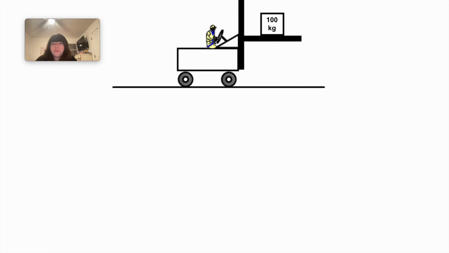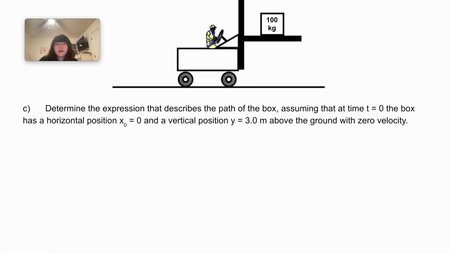Finally, let's take a look at part C. Determine the expression that describes the path of the box, assuming that at time t equals 0 seconds, the box has a horizontal position of x naught equals 0 and a vertical position of y equals 3 meters above the ground with 0 velocity. So our kinematics equations will be coming in handy here. So we will be using the equation that is shown on the slide.